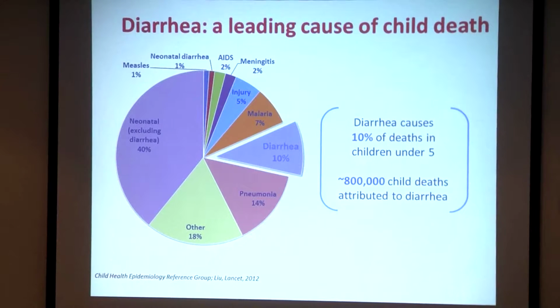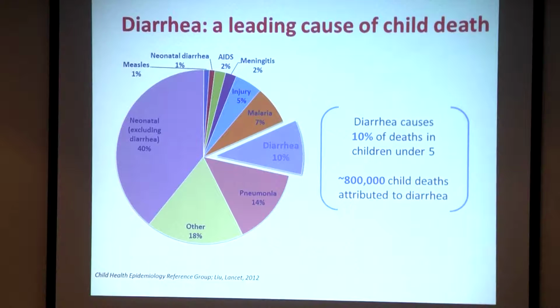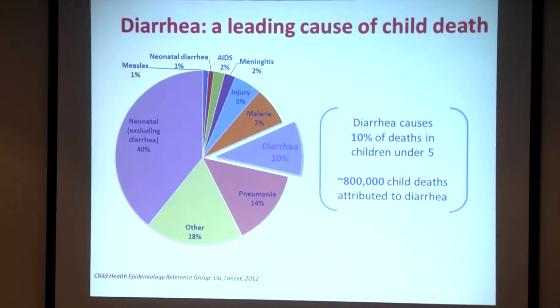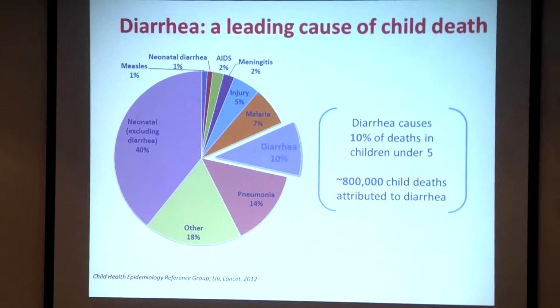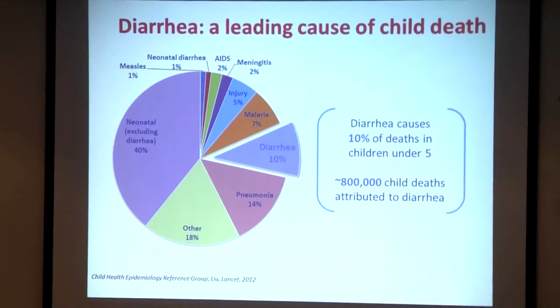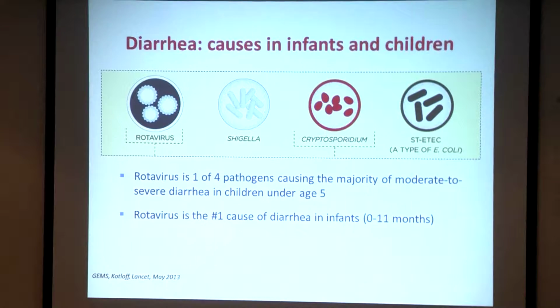Diarrhoea, we've heard a couple of times this morning already, is a leading cause of disease in animals, it seems, and also in children. It's one of the key causes of death in children less than 5 years of age. About 800,000 child deaths each year are due to diarrhoea, about 10% of deaths in children worldwide under 5 years. The causes are a number, but in particular, rotavirus is the most common cause of diarrhoea in children less than 12 months of age.